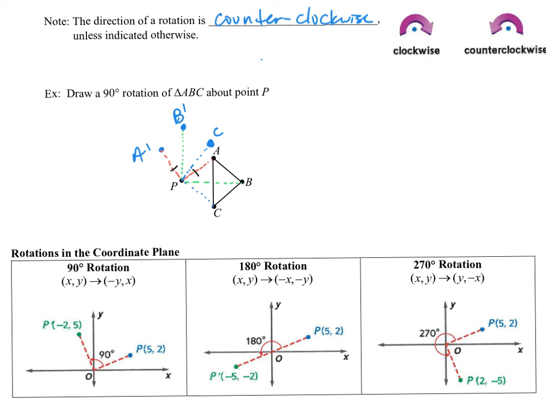Okay, so when we do that, we can draw our triangle, and it looks like we've taken triangle ABC and we have rotated it 90 degrees to create triangle A prime, B prime, C prime. Okay, so that's drawing a rotation freehand.